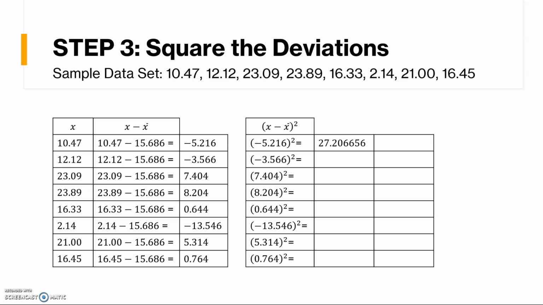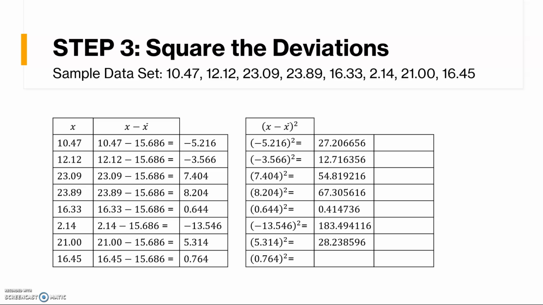27.206656. Then we have negative 3.566 squared. That will give us 12.716356. Then we have 7.404 squared. That will give us 54.819216. Then we have 8.204 squared, and that will give us 67.305616. 0.644 squared is 0.414736. Negative 13.546 squared, that is 183.494116.